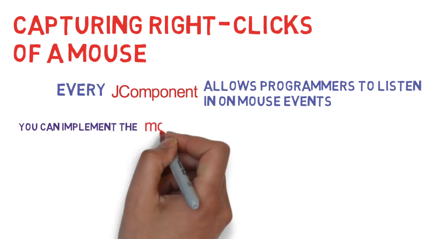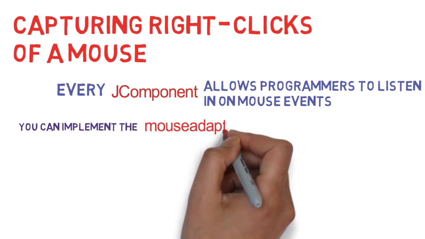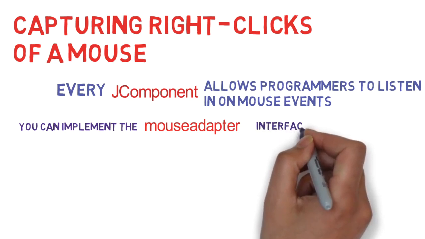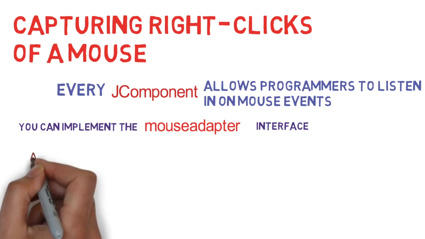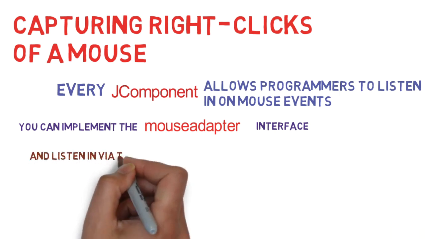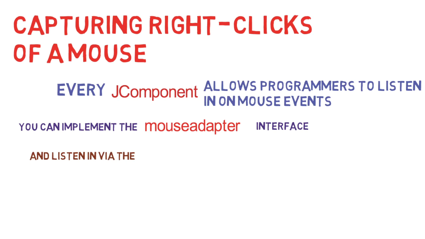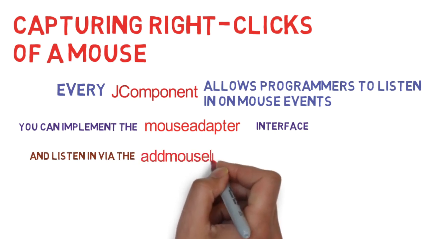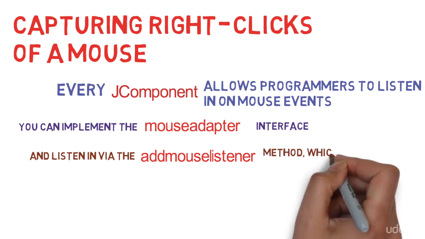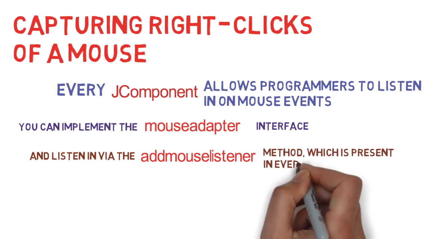In Java, you can implement the mouse adapter interface. The mouse adapter interface has the add mouse listener method, which is present in every UI element. So basically, you have the mouse adapter interface and you listen in via the add mouse listener method, which is present in every UI element.